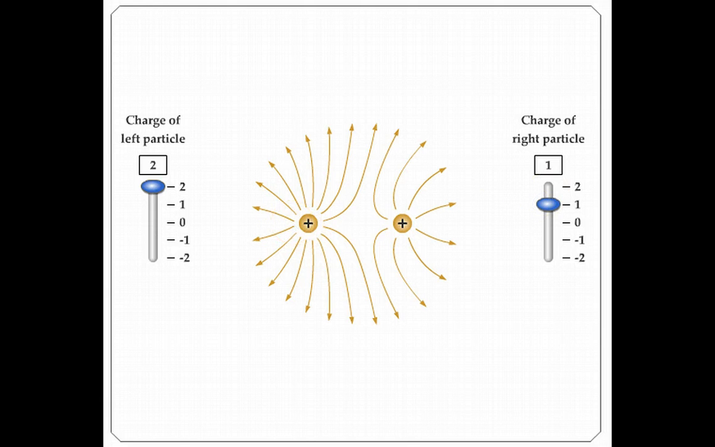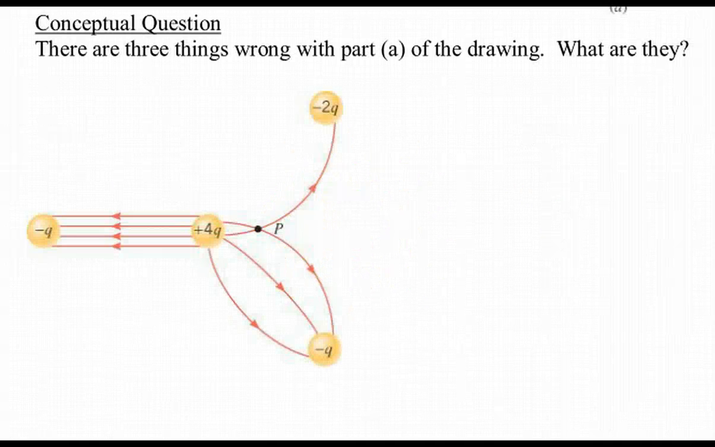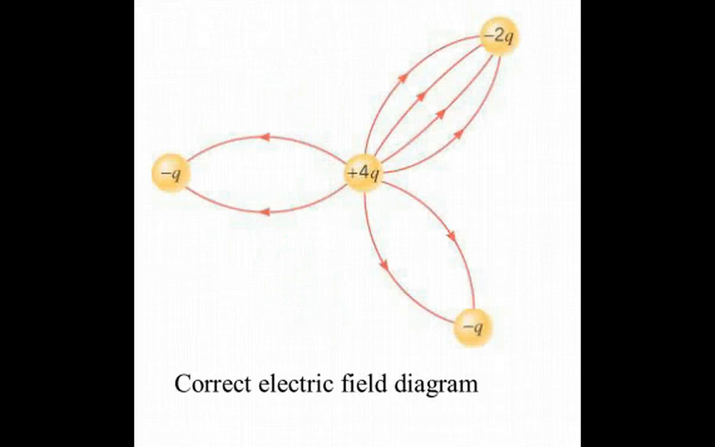two positives here. Lastly, try answering the following conceptual question listed here. Try to find 3 things that are wrong with this field pattern. We'll answer this and discuss this in class. And for your perusal, this is the correct electric field line pattern.